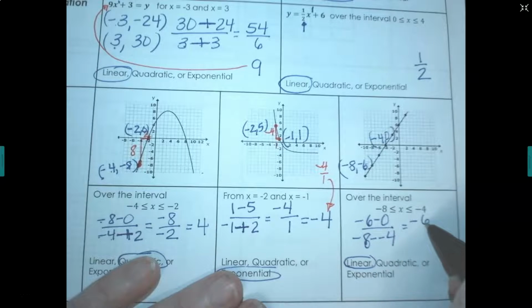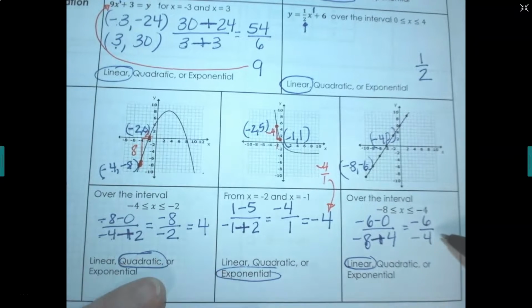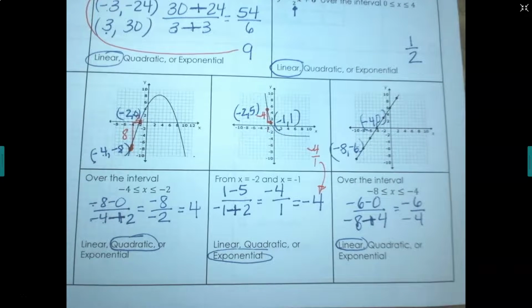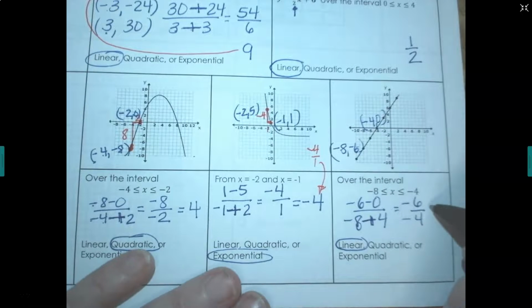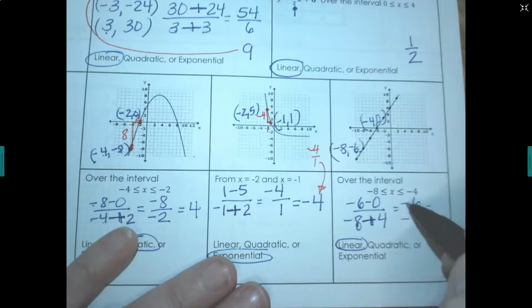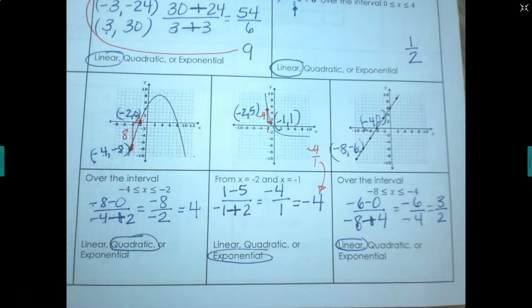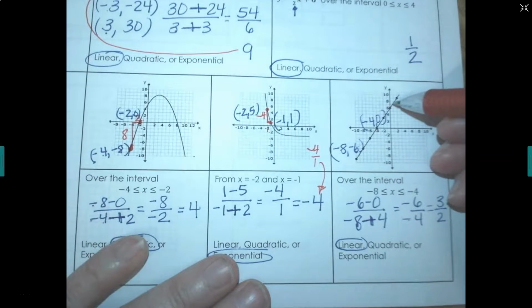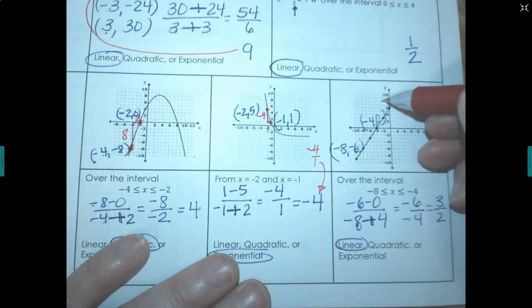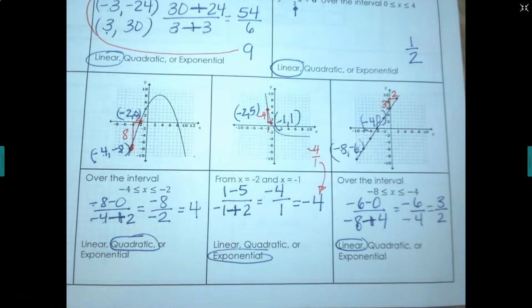-6 minus 0 is -6. -8 minus -4 becomes -8 plus 4, which is -4. Now 4 does not divide evenly into -6, but this will simplify. They can both be reduced. Both of these values can be reduced by 2, and because they're both negative, it becomes positive. So my slope here is 3/2. And if we looked between any 2 points, we're going to rise 3 and run 2, and that's our slope. It's going to be constant between every single point.